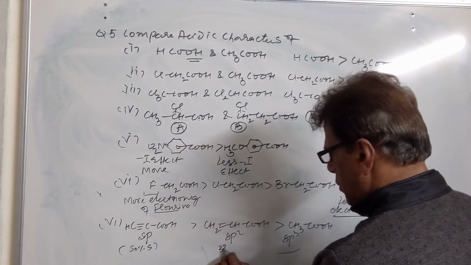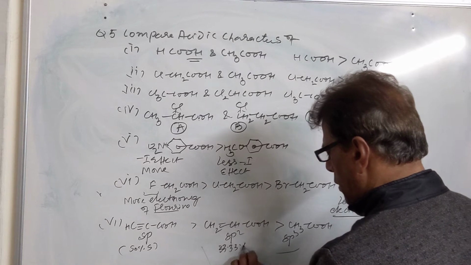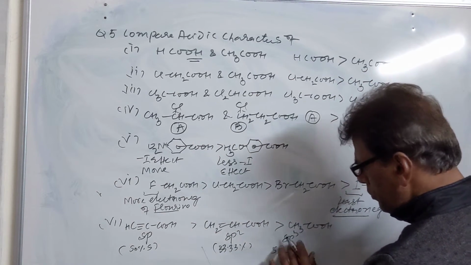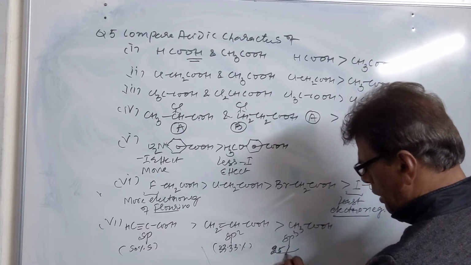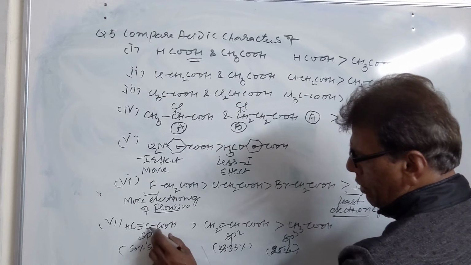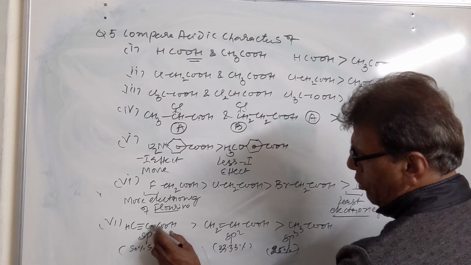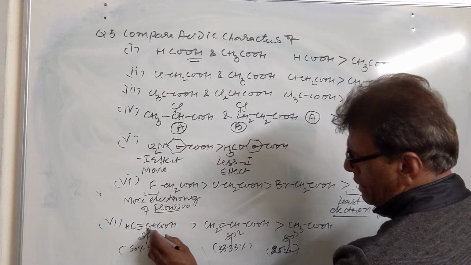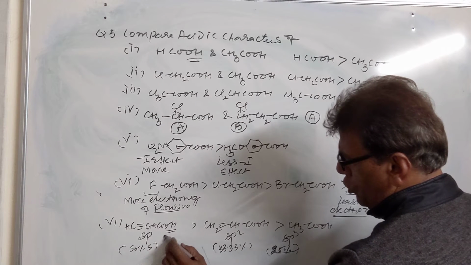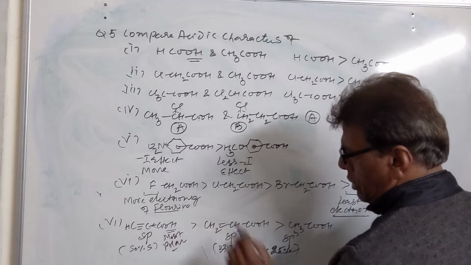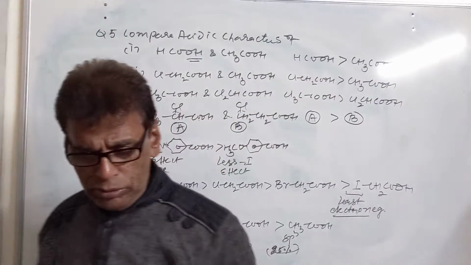It has 33.33% s character. It has 25% s character. So the higher the s character, the higher will be the electronegativity of this group, and the higher will be the electron pulling behavior of this carbon. Therefore OH is most polar, and this will be the strongest acid as compared to the others.